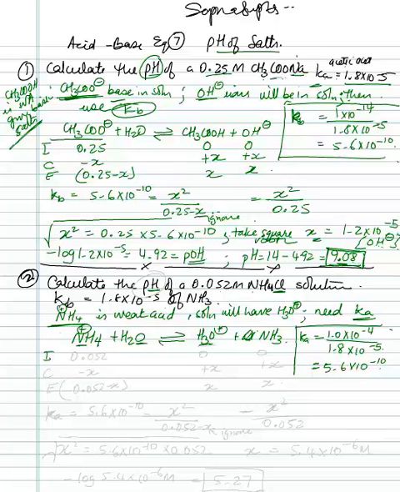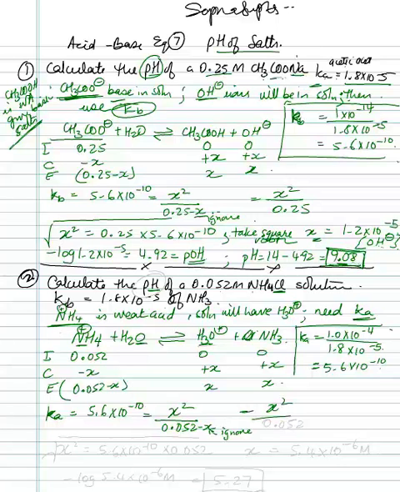Initial concentration 0.052, 0 and 0 for the products. The change is going to be minus X and then plus X and plus X. The equilibrium concentrations are 0.052 minus X and then of course X and X. So then Ka is equal to 5.6 times 10 to the negative 10 is equal to X squared over 0.052 minus X, and of course we can happily ignore this one, no problems there.